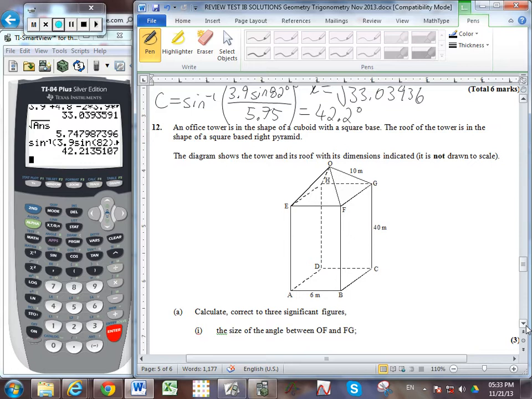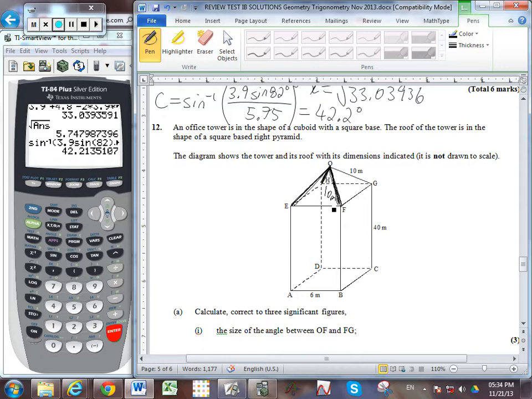So let's calculate to three significant figures the size of the angle between OF, and we've been told that all of these, well, we haven't been told this, but look, if this length is 10 meters, that must mean that this length right here, and this length right here, and this dotted one here at the back, all have got to be 10 meters because they all represent symmetrically the same distance from the apex of the pyramid to the corner of the square base. So these are all 10 meter lengths.